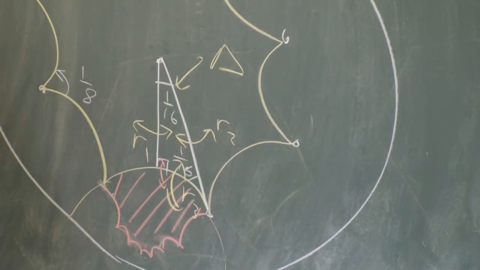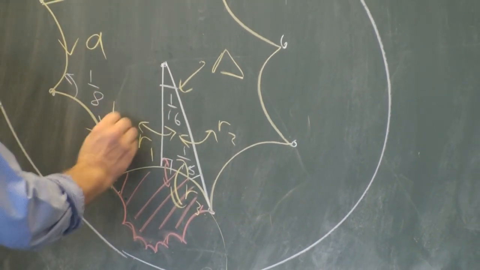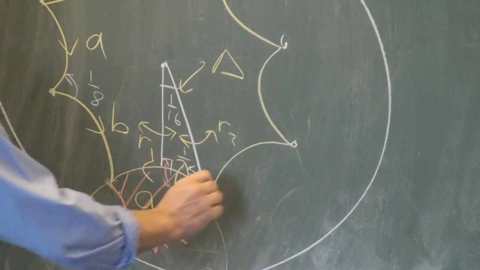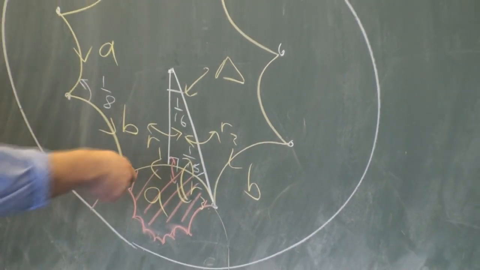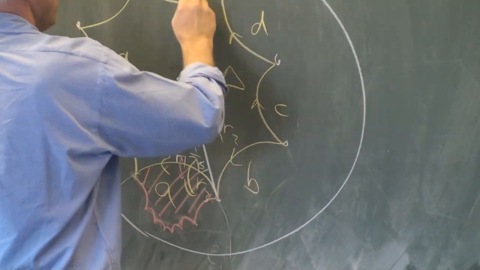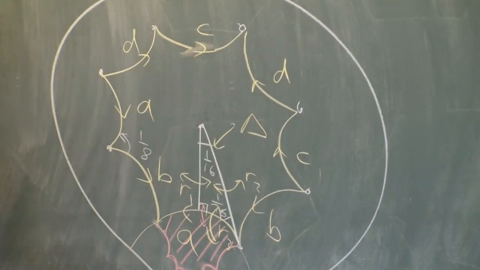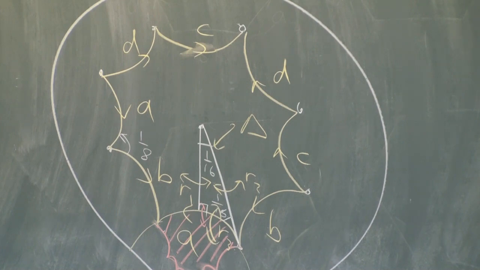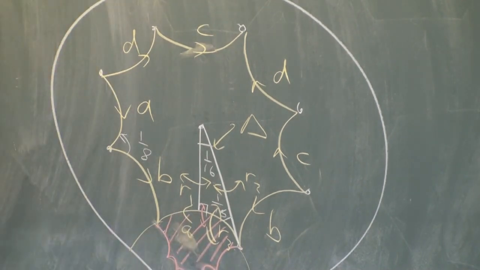Let's call this one A and this one B. So this one will be A in the opposite direction, and that will be B in the opposite direction. A, B, A inverse, B inverse, and then C, D, C, and D. Yeah, that's the side A.